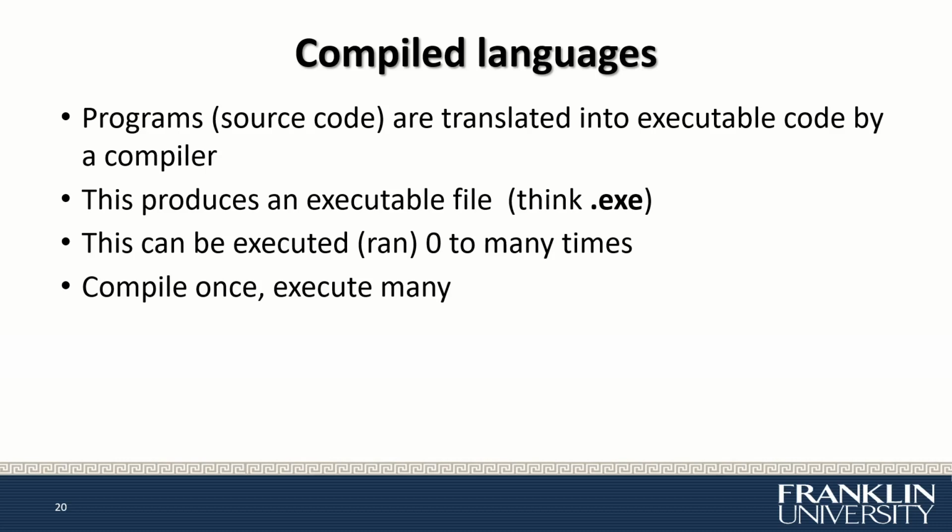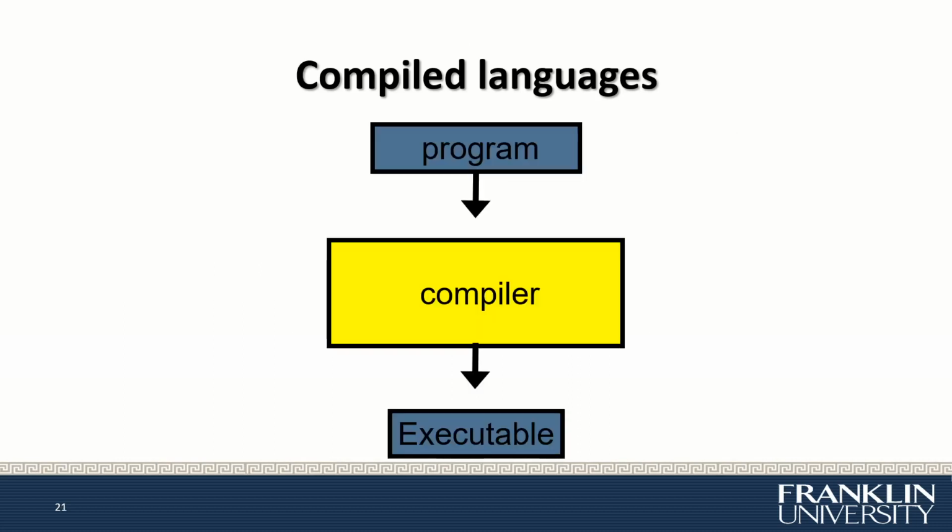And this can be executed zero to many times. I mean, the file is there, just sitting there waiting to be executed. It's compiled once and executed many times. Once you compile, you do not need to compile again. So pictorially, this is what the compiled language looks like, in simplified form, of course. You take a program, you compile it, and you have an executable.